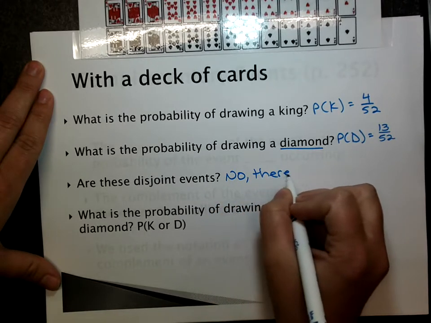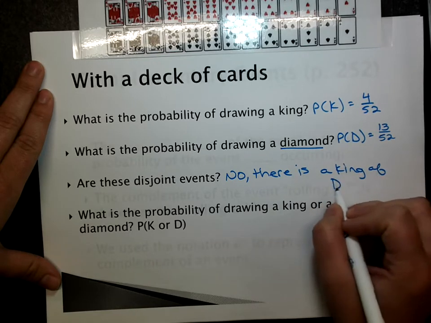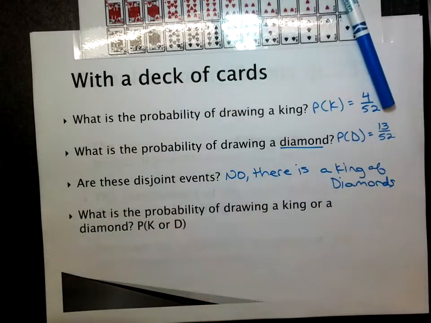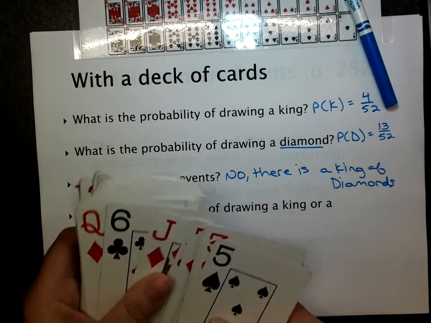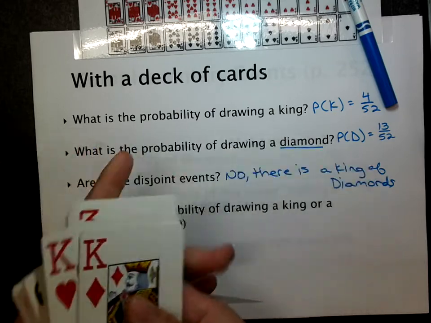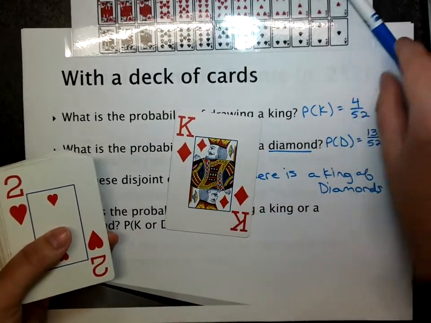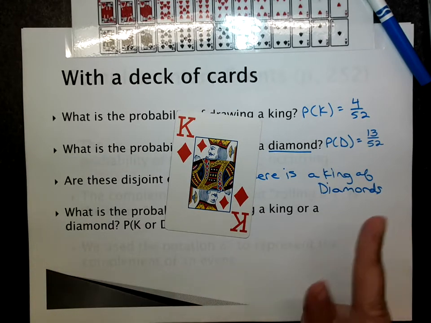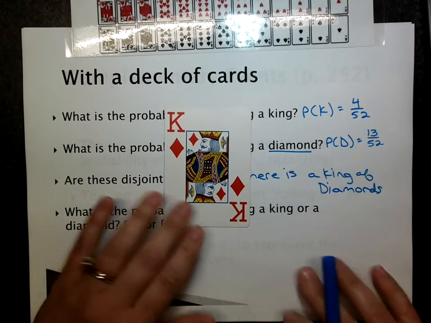There is a king of diamonds. So let me find it in the deck. So those are kind of small. Let me find the king of diamonds. So if we're going through the deck, we have diamonds, we have kings, and then specifically there's one card. Where is it? There it is. There's one card that is a king and a diamond. So it was counted out of the 4, and it was also counted as part of the 13. So it was actually counted twice. So because this particular card was counted twice, we have to subtract it off so that it's not counted twice.